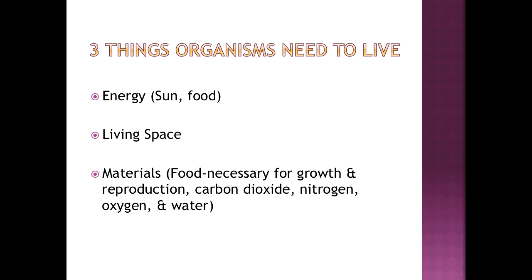Three things that organisms need to live include energy, which organisms get from the sun and from food, living space, they have to have some place to live, and materials such as food, which is necessary for growth and reproduction, carbon dioxide, nitrogen, oxygen, and water. Some organisms do require those.